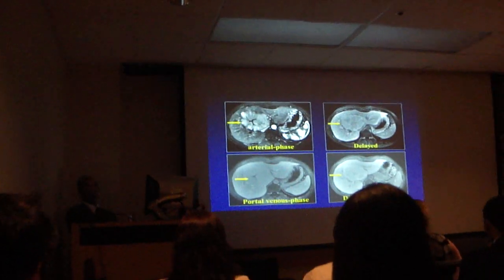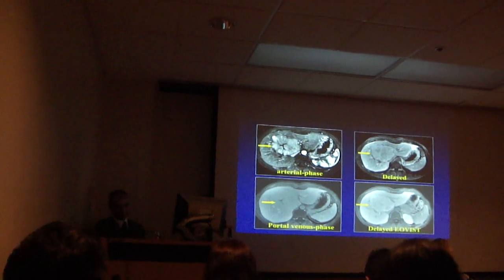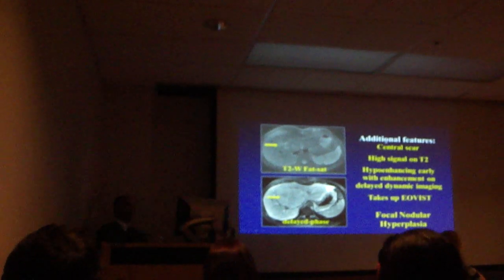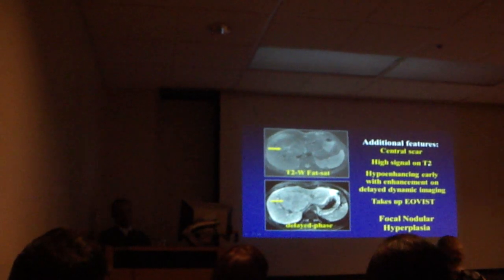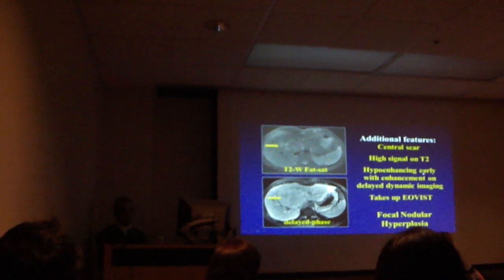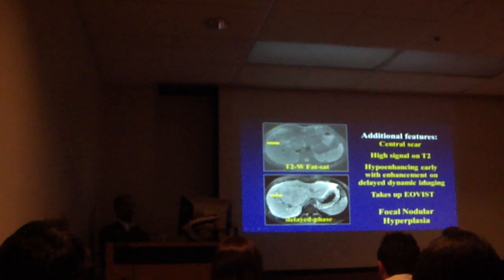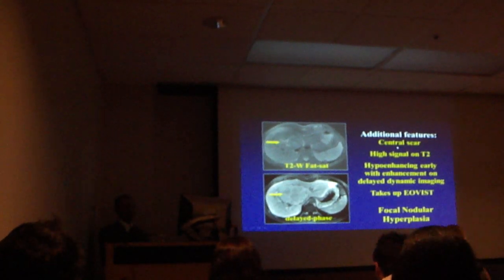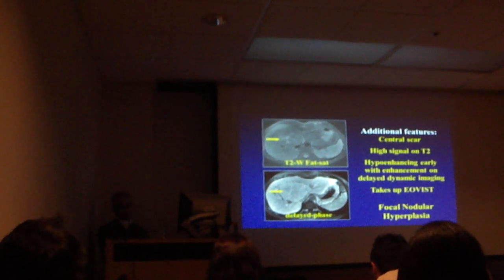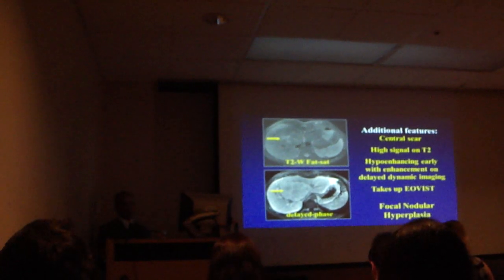But there are certain key factors that will distinguish a human from an animal, or a benign lesion from a malignant or worrisome lesion. Okay, so additional features are central scar, which is high signal intensity on T2 weighted images, as we saw. The central scar is hypo-enhancing or non-enhancing in the early images, and on delayed images it enhances, as we saw, and the lesion takes up EOVIST. It is FNH. Agreed? Does anybody have any questions or concerns? Please feel free to ask.